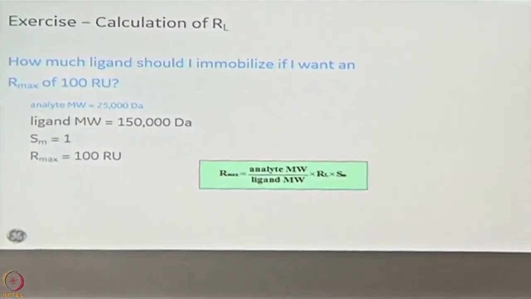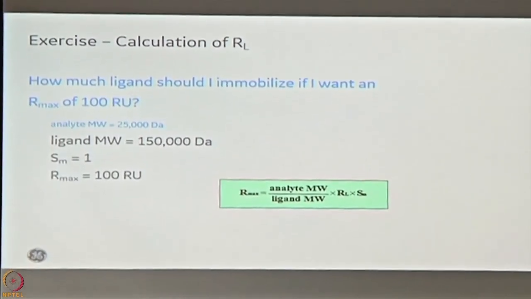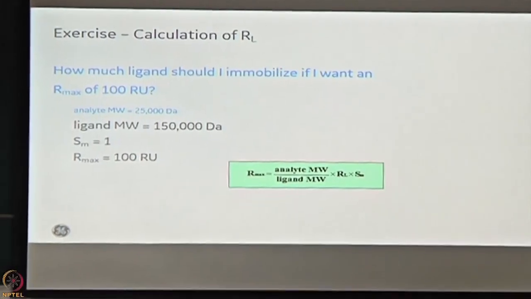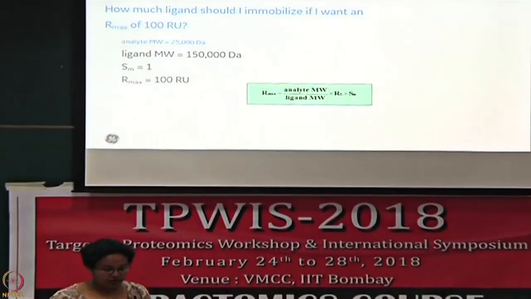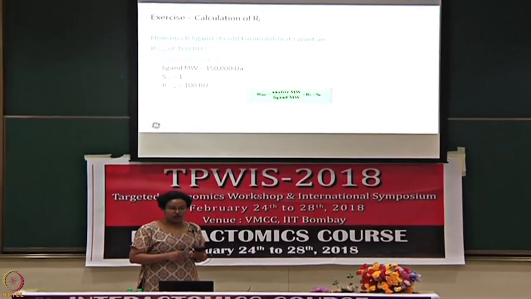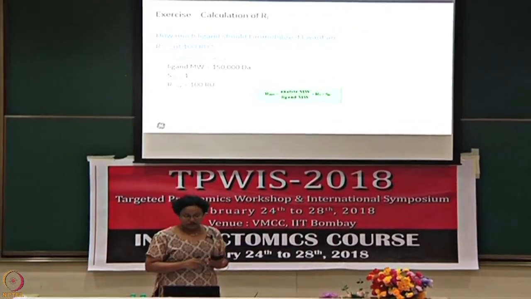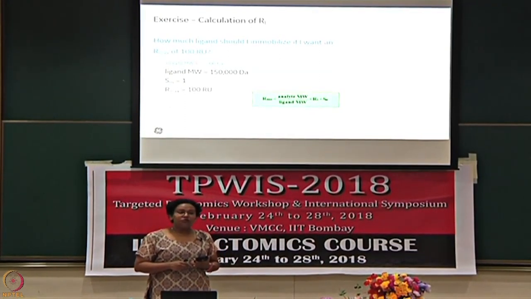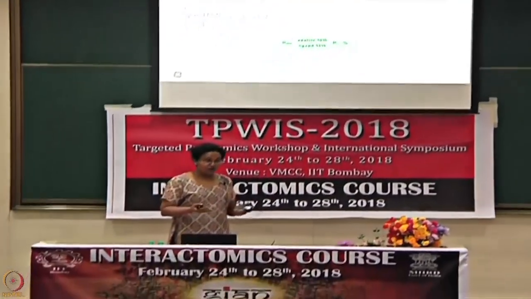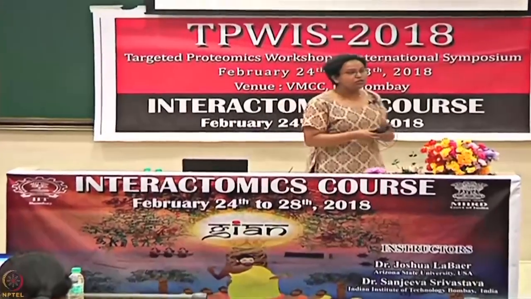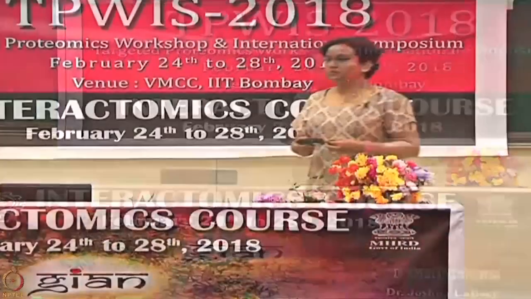Say, for example, we have a ligand that I would like to immobilize, and I would like to work at an R max of 500, and the molecular weights of your analyte and ligand are given. Your ligand looks like a mAb, about 150 kDa, your analyte is 25 kDa, the stoichiometry is 1. How much RL, how much ligand, should I immobilize? Anybody?